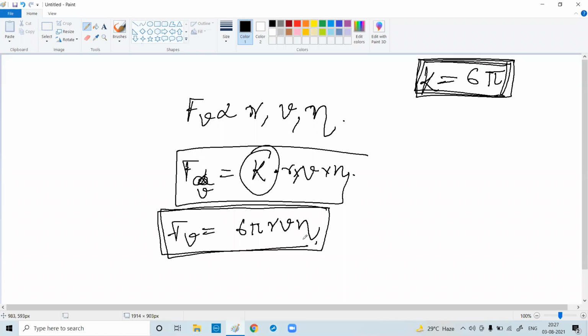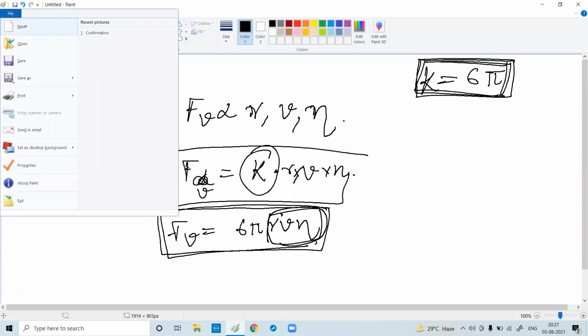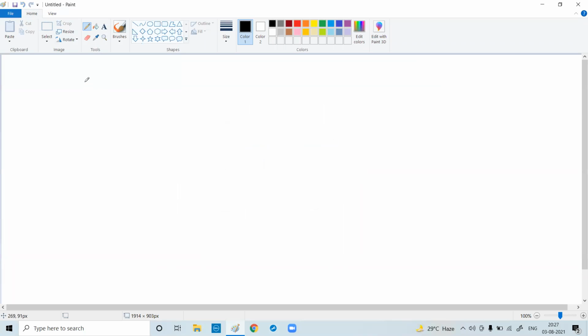Is it clear? So how do you know that this is one power? It can be any power. It can be one, second power, third power. Normally, how is this expression derived? Let me show you. Your Fv is directly proportional, is equal to K into R to the power A, velocity to the power B, and eta to the power C.